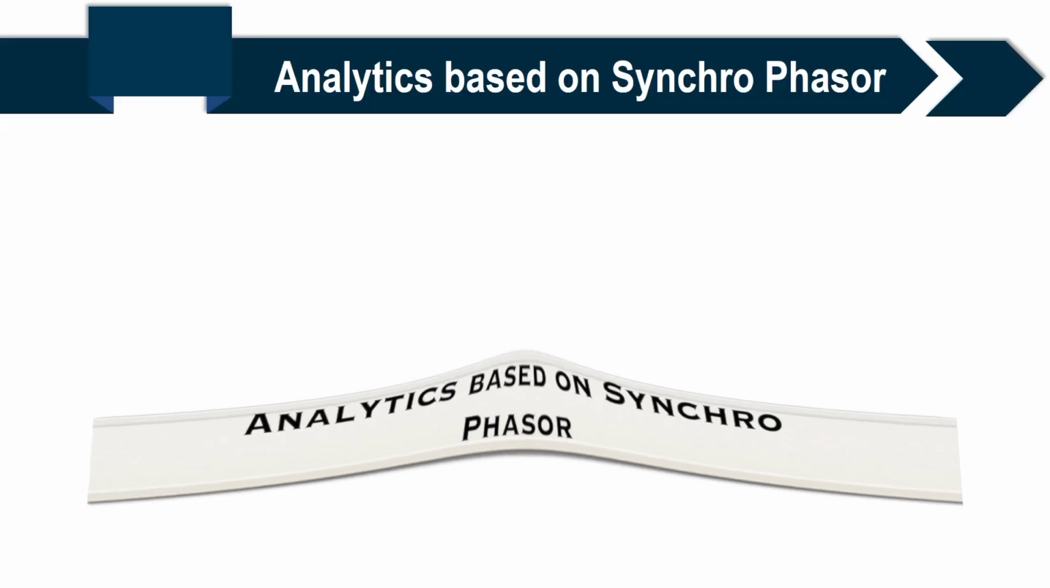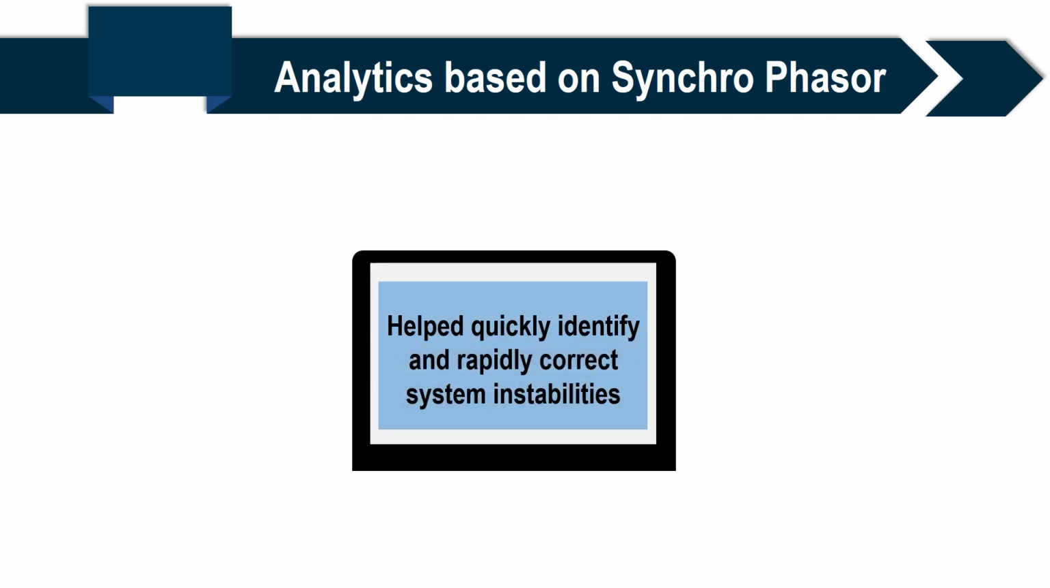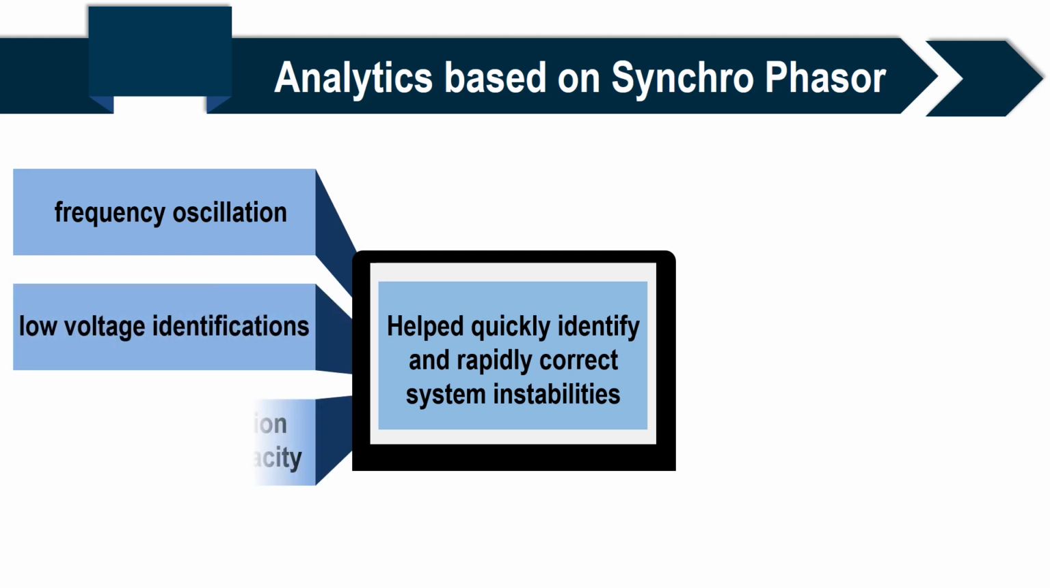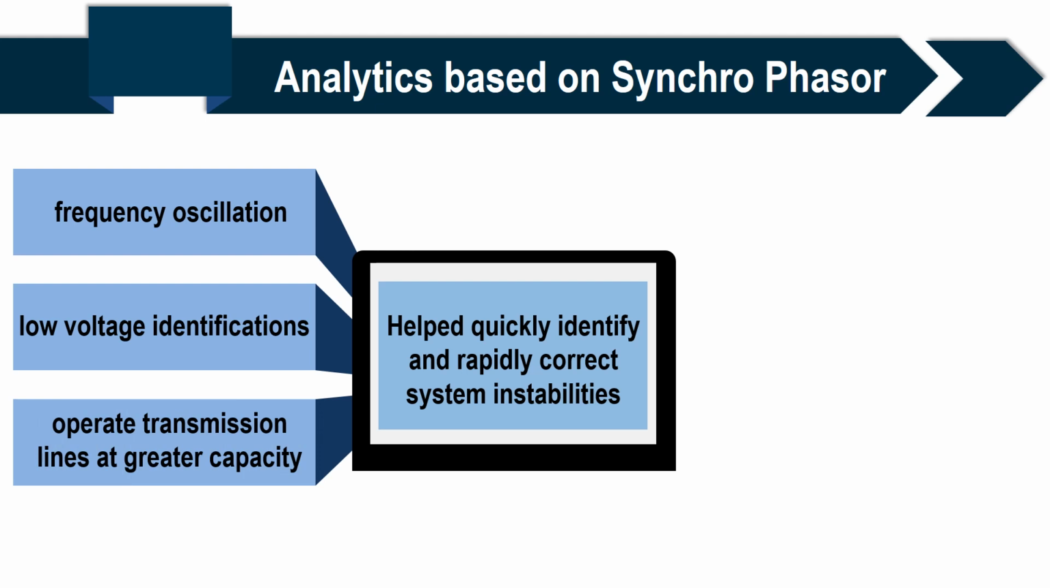around Synchrophasor. It helps quickly identify and rapidly correct system instabilities. For instance, if there are issues in frequency oscillation, as it is sampling at a very high rate and sending the data for the analytics, analytics can process that information and provide the corrective actions. Low voltage identification, operating transmission line at greater capacity.